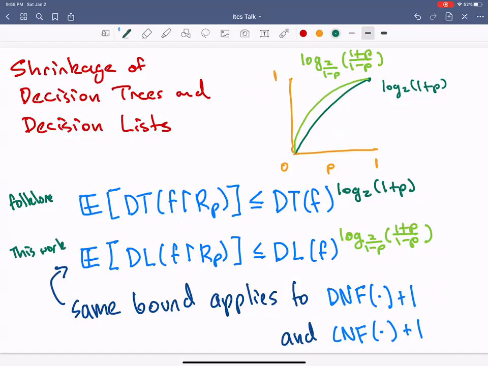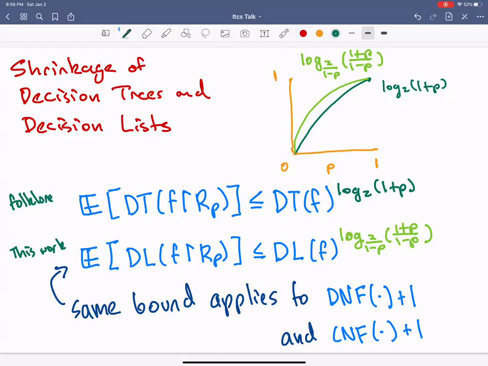So our main result is stated below. It's a similar looking upper bound on the expected shrinkage of decision lists. Instead of log base 2 of (1 plus P) in the exponent, we get a slightly larger function of P: log base 2 over (1 minus P) of (1 plus P over 1 minus P). And we get this for decision lists.